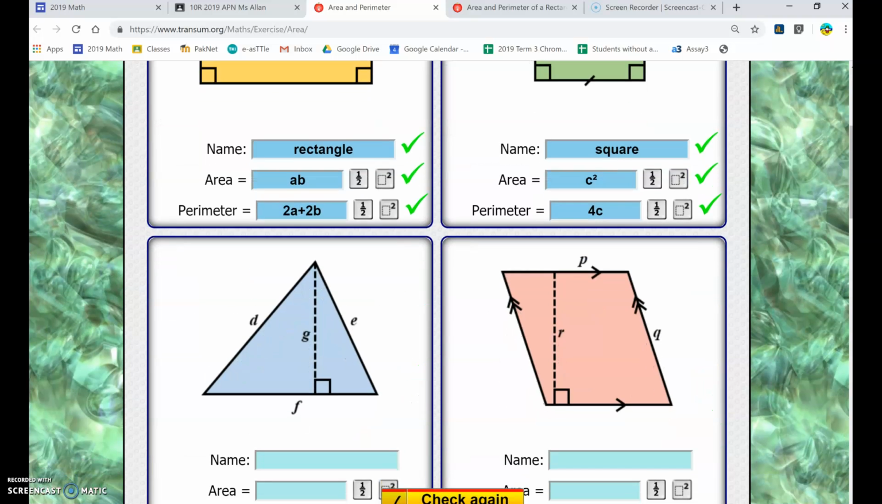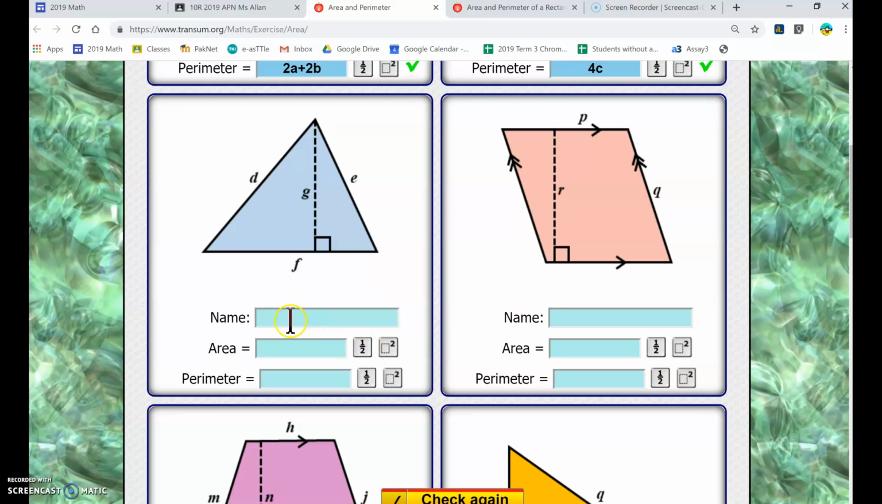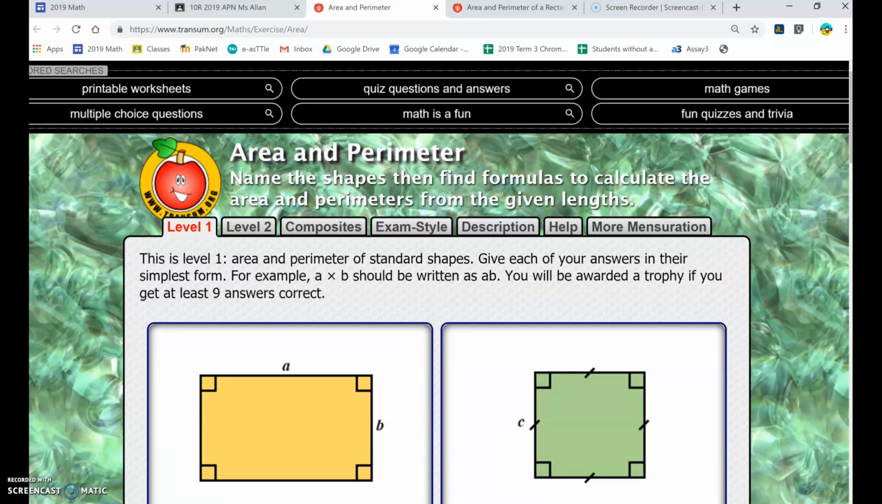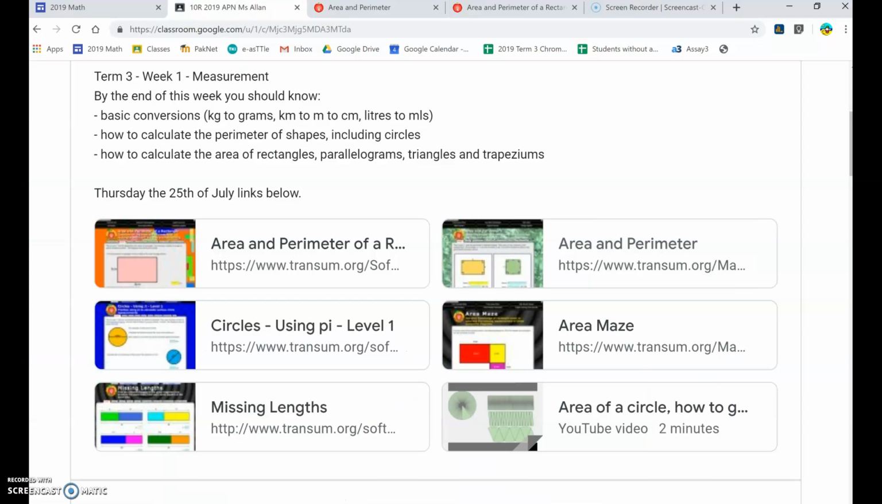Okay, so here's our triangle. And then what's our area? We've got a half base times height. So this is making it very clear it's the vertical height, not the slanty height, that matters. And our perimeter is going to be D plus E plus F. Okay, so that one you can do. That's actually a really nice little check.